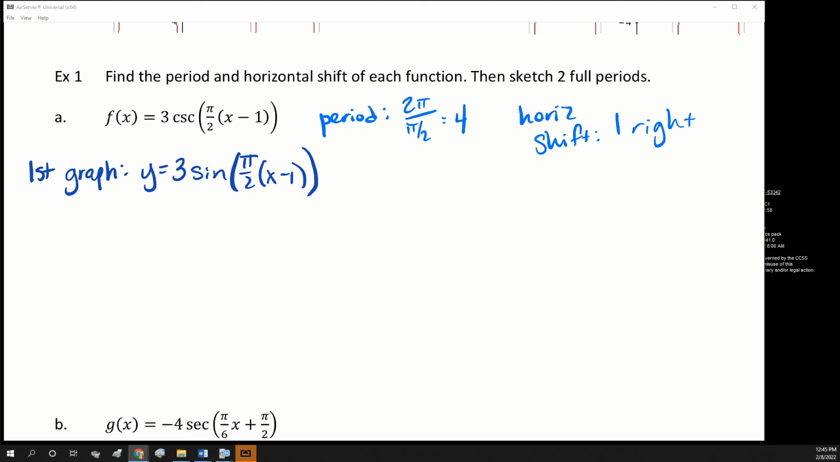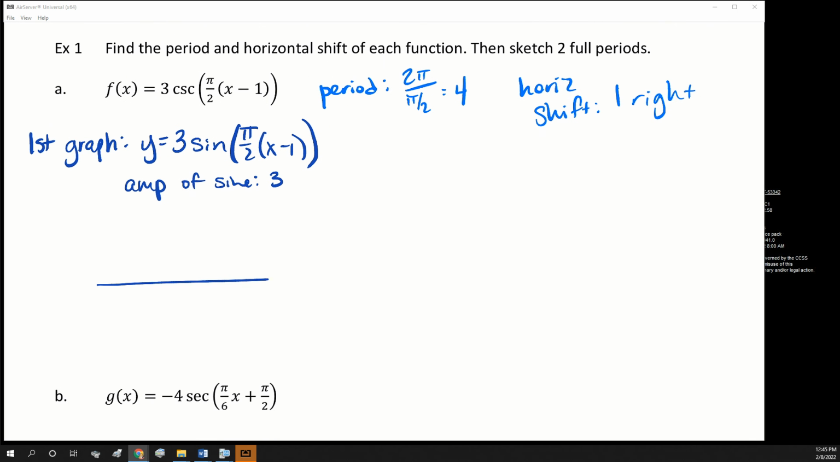Now, the cosecant graph does not have an amplitude, but the sine graph does. So let's write it down. So it's the amplitude of the sine graph. What do y'all think? Just 3? Yep. All right, and then the period of the sine is going to be the same as we just found for cosecant. The shift is going to be the same. So we actually have everything we need to do the sine graph.